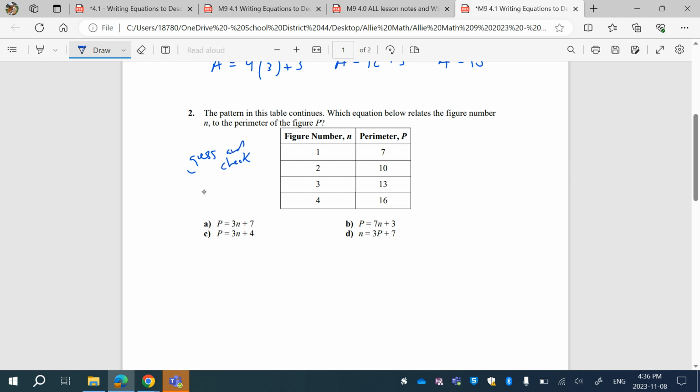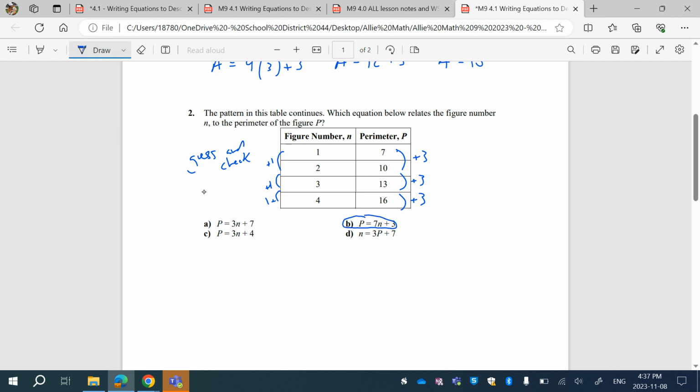Let's try to look for a pattern first, and maybe we can use that to start somewhere. We can notice that as this goes up by 1, plus 1, plus 1, plus 1, this goes up by 3, plus 3, plus 3, plus 3. So this one has a 3 in it. Do you want to try it? We can see if that works.